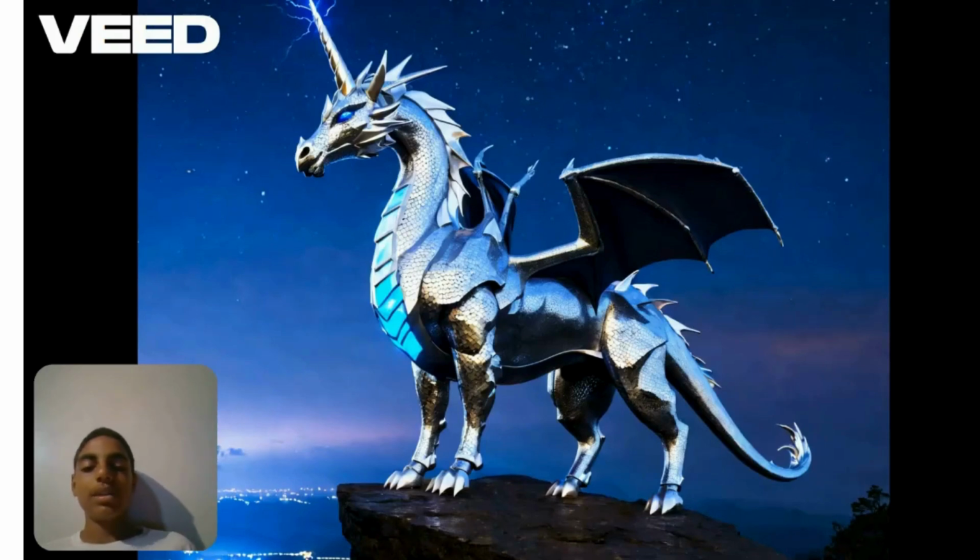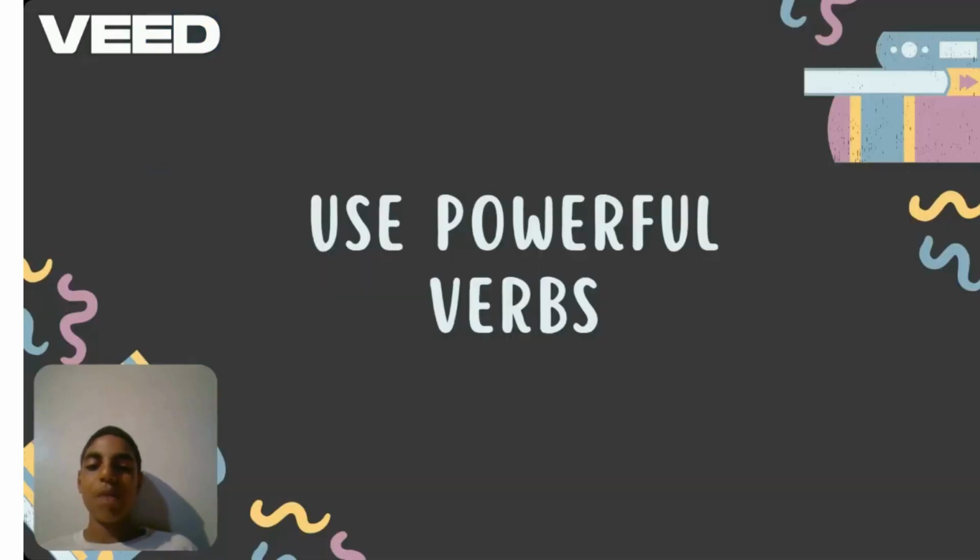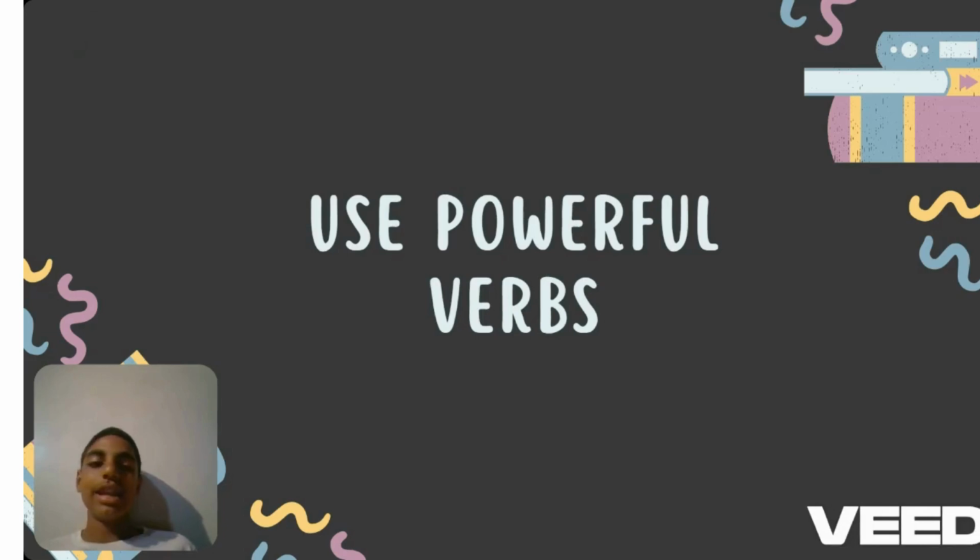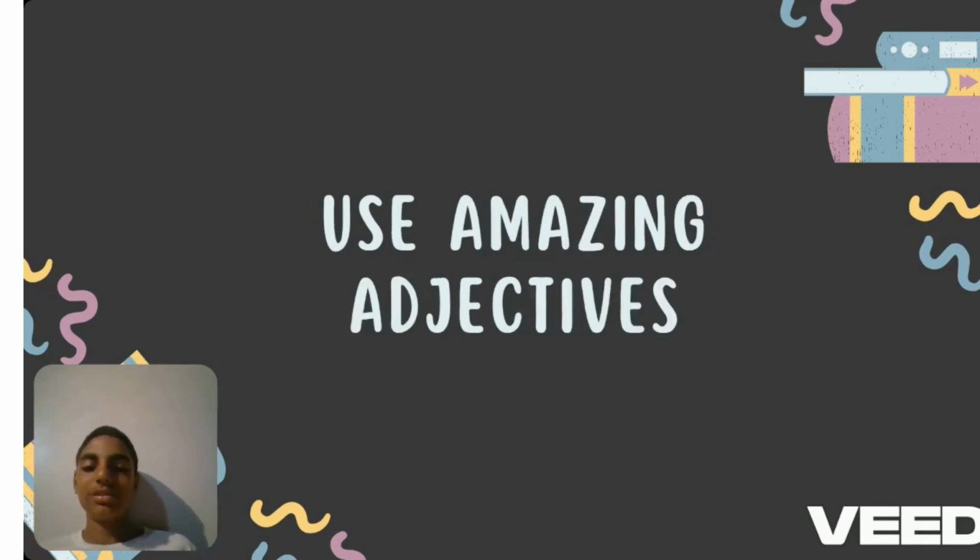So, before we describe this image and write a story using it, we'll first check out what we could do to write a good, amazing, brilliant, creative writing story. Number one, use powerful verbs. Powerful verbs can help the reader imagine the scene. It can help him to feel like he's in the story, and it can help to make the story a very good one and they will love it.